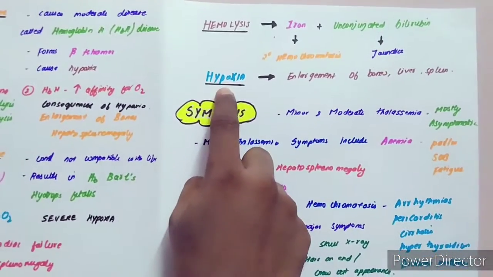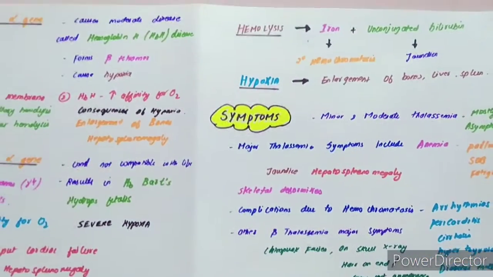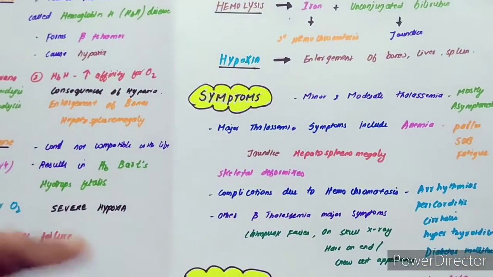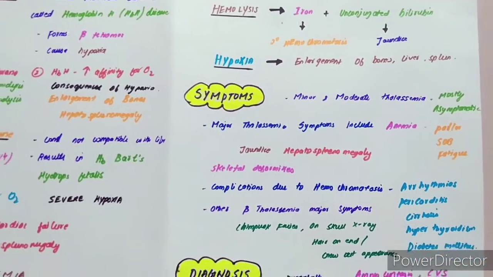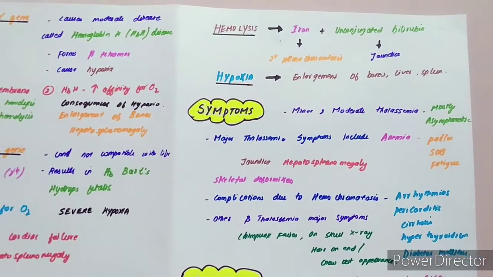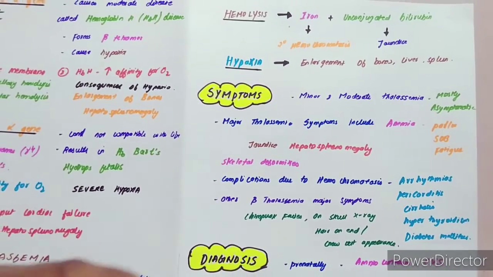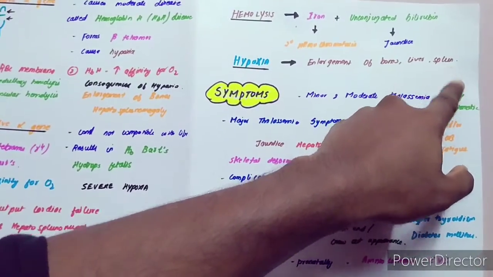Now, hemolysis will also result in hypoxia. The consequence of hypoxia is that it signals the bone marrow, liver and spleen to make excess RBC, to increase the production of RBC. Thus, you can see the enlargement of bones, liver and spleen.